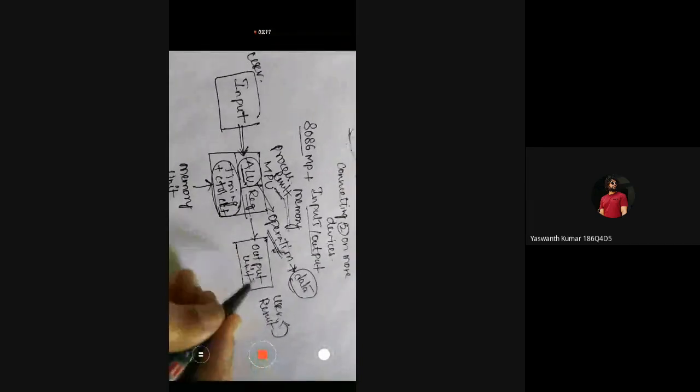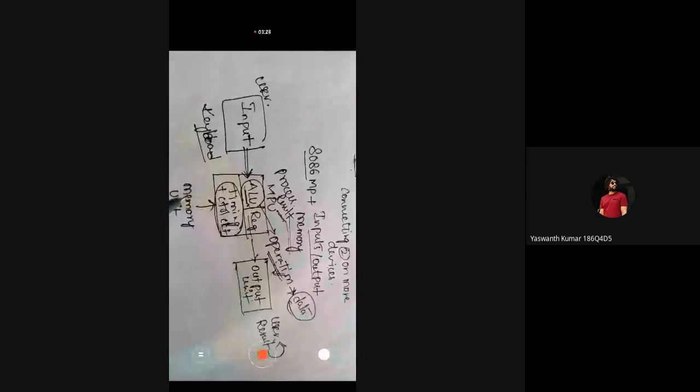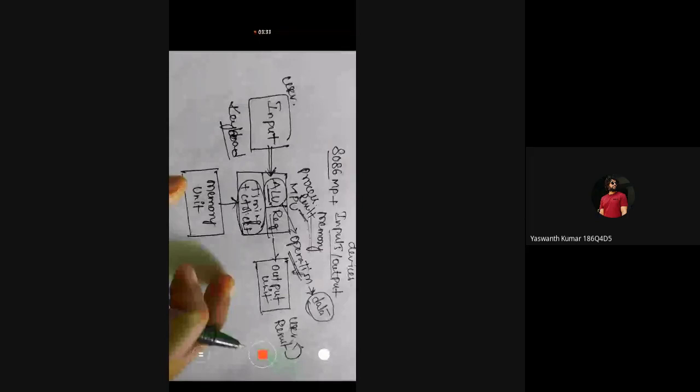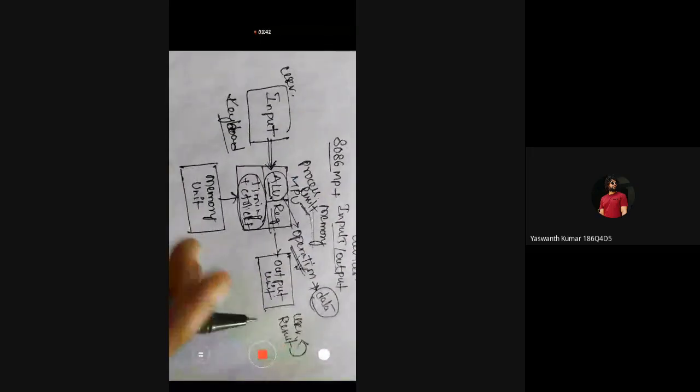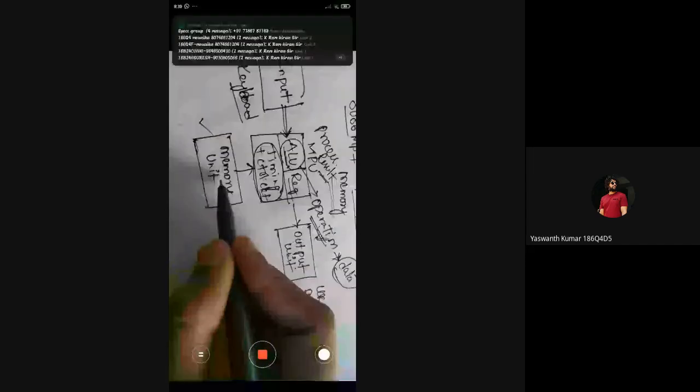Let's say a user has given some data using a keyboard. Using the keyboard, the user has provided some data to this microprocessor unit. The microprocessor unit has to keep this data in memory, that means it has to remember the data the user provided. In order to remember the data, it will store it in an external unit called the memory unit. In order to perform an operation, the microprocessor has to collect the data from this memory unit.